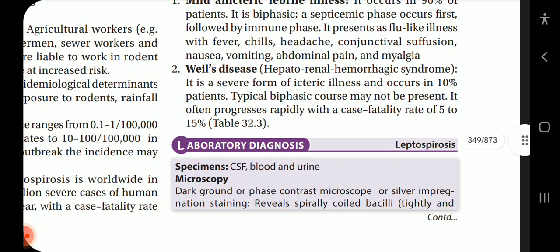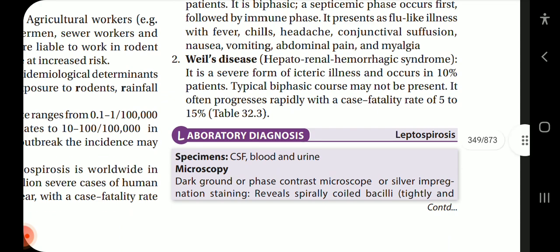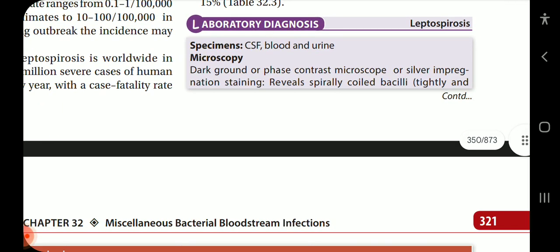Weil's disease. Hepatorenal hemorrhagic syndrome. It is a severe form of icteric illness and occurs in 10% of patients. Typical biphasic course may not be present. It often progresses rapidly with a case fatality rate of 5 to 15%. Laboratory diagnosis. Specimens used are CSF, blood and urine, and microscopy is done.